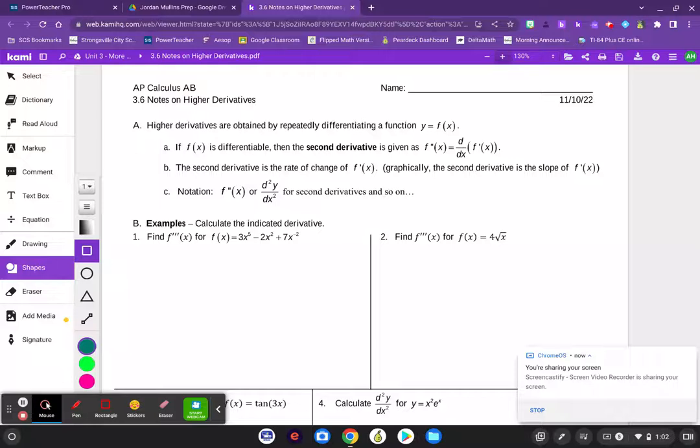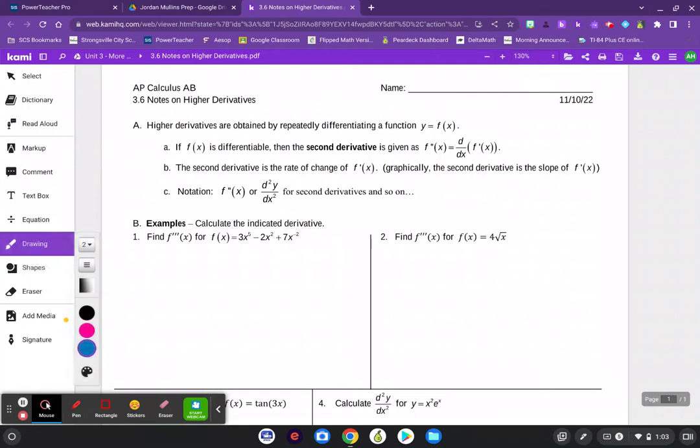Hassler here. I'm going to give you some notes on 3.6. We're going to be looking at higher derivatives. And all that means is that we are going to take the derivative repeatedly over and over and over again. So we're repeatedly differentiating a function.